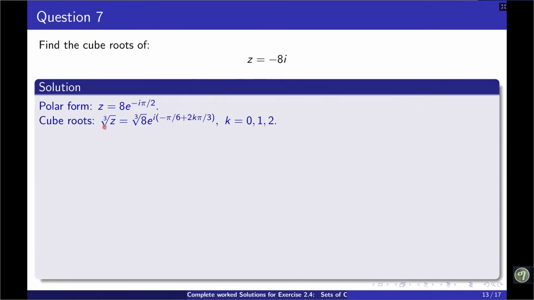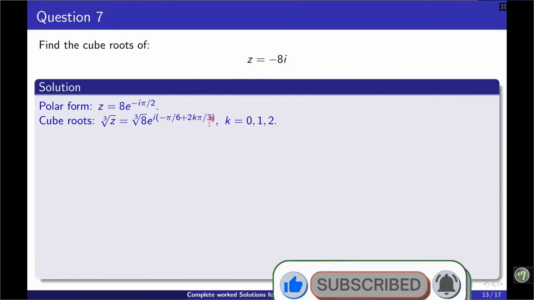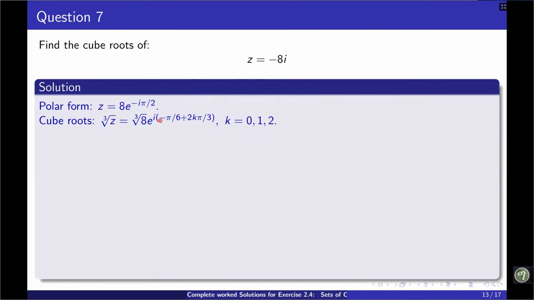So using the formula, the cube root of z is equal to the cube root of r, that is the cube root of 8, times e to the power of i times (negative pi over 2 plus 2k pi) over 3. And here that is negative pi over 2 over 3. So k runs from 0 to n minus 1, that's simply 0, 1, and 2.